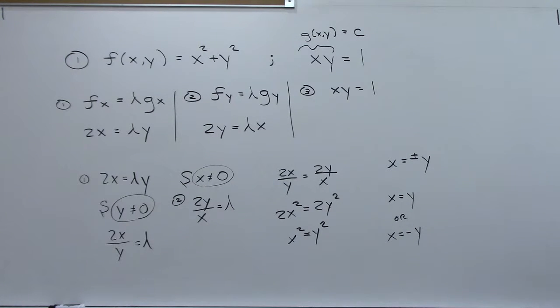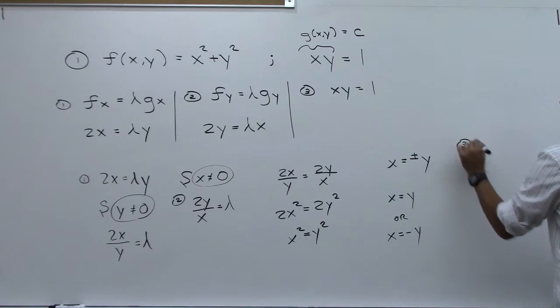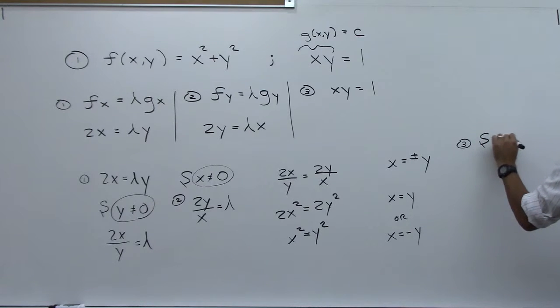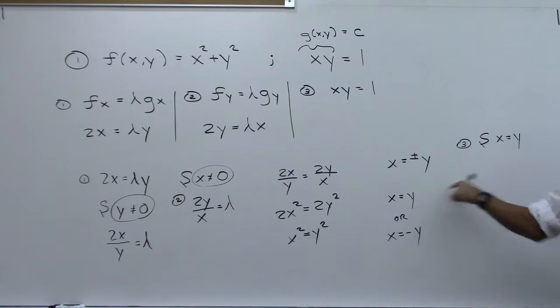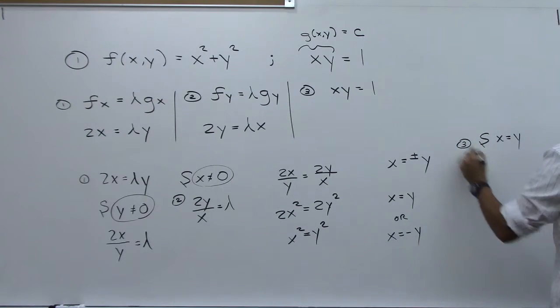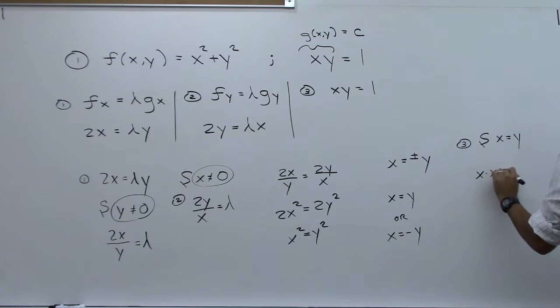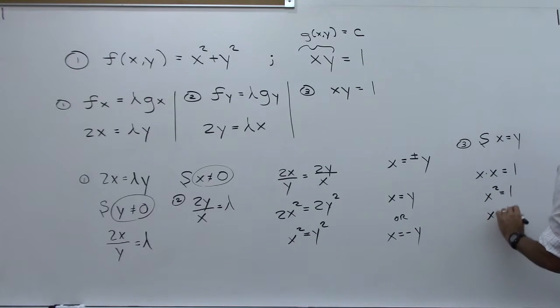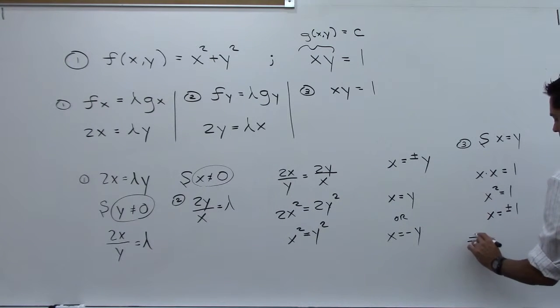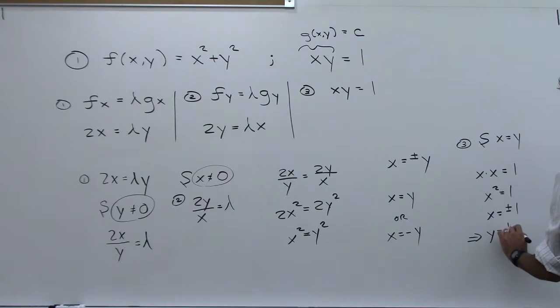Now, if I go to equation 3, let's suppose x equals y. So let's suppose this one. If x equals y, I'm going to replace the y with x. We get x times x equals 1, x squared equals 1, which means x equals plus or minus 1. So what we're going to get here is that if x and y are the same, then x is either positive or negative 1, which means that y is equal to positive or negative 1.